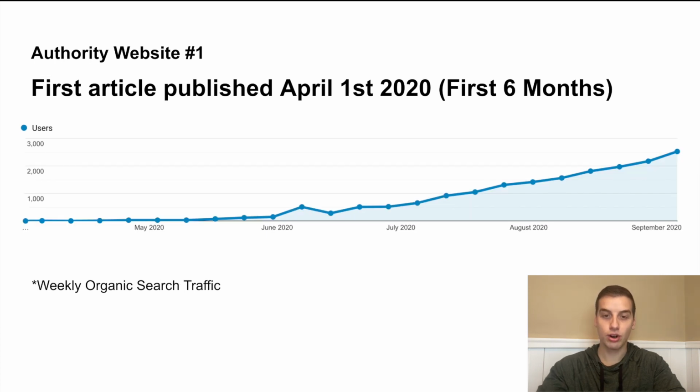And then the next chart is the same exact time period for the same website, but now we're just looking at it on a weekly chart, right? So you see that growth is a lot more gradual and very consistent over the course of those first 6 months of my website's existence, which is pretty neat to see.